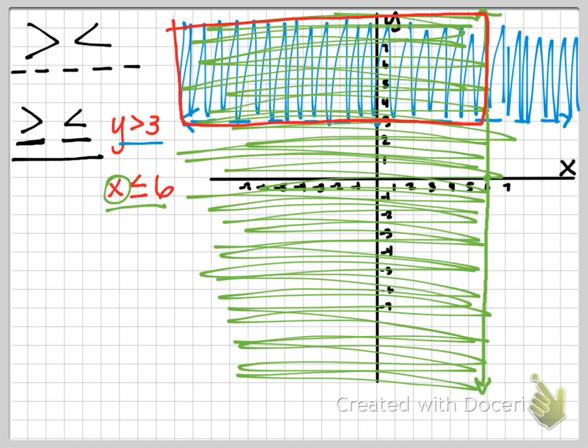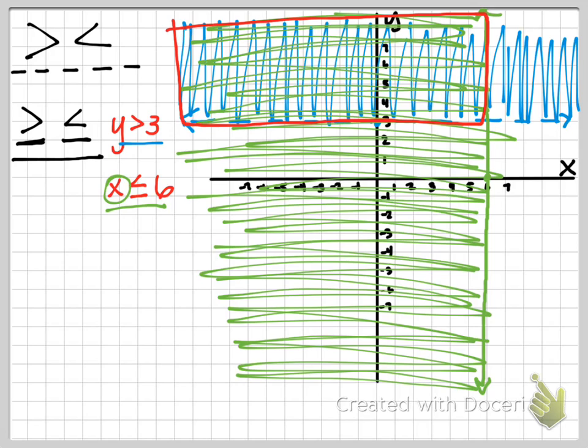Now, the places that are shaded in only green are only going to be a solution to x is less than 6. The places that are shaded in only blue are going to be only a solution to y is greater than 3. But in the section that they are both shaded, we know that it's both a solution. So that's what they're trying to get you to do here.